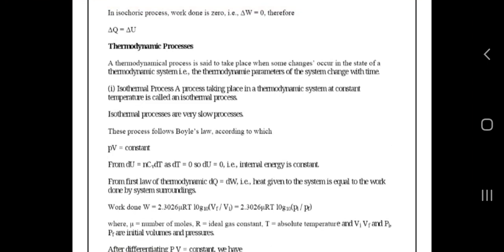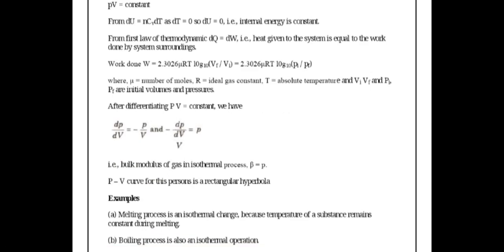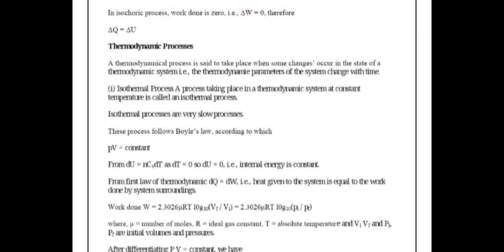Therefore in an isochoric process, work done is 0, so delta W is equal to 0. Therefore delta Q is equal to delta U, that is, the heat given to the system is equal to the change in internal energy.